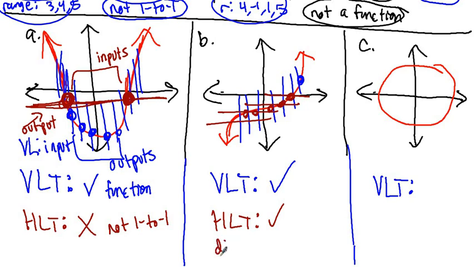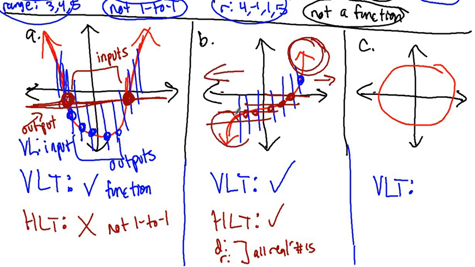The domain and the range in each of these cases are both all real numbers, because if you look at that graph, x goes forever and y goes forever. X goes forever this way, y goes forever upwards, x goes forever to the left, and y goes forever downwards.